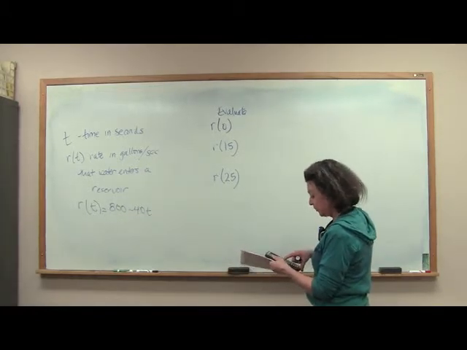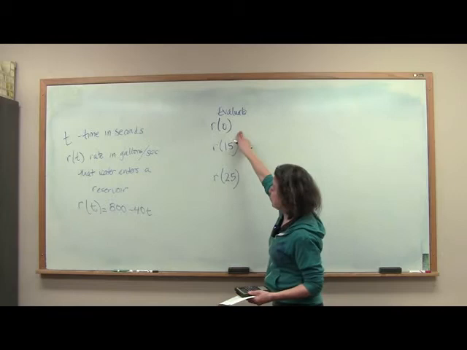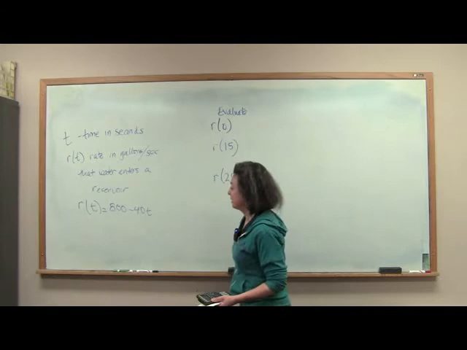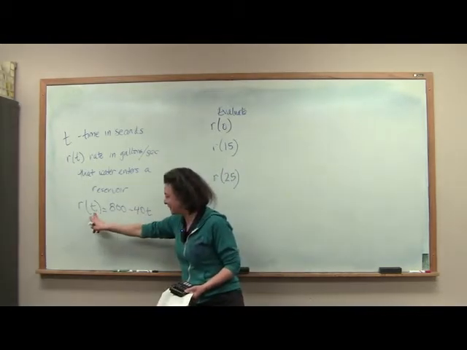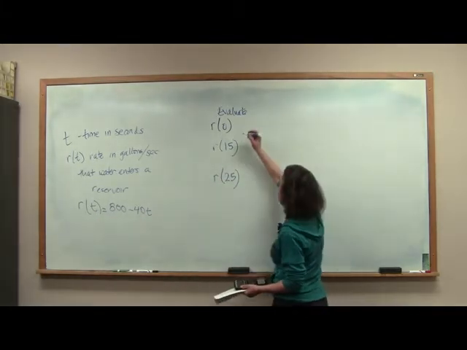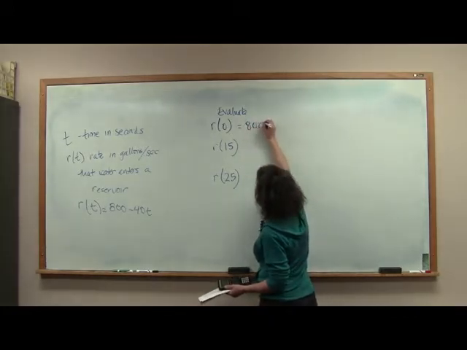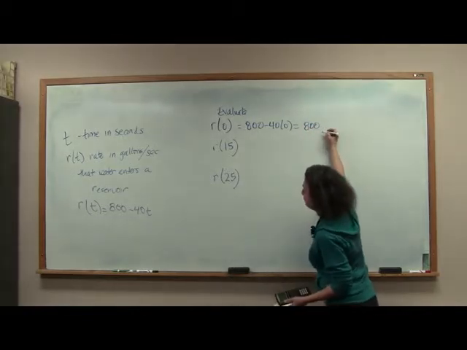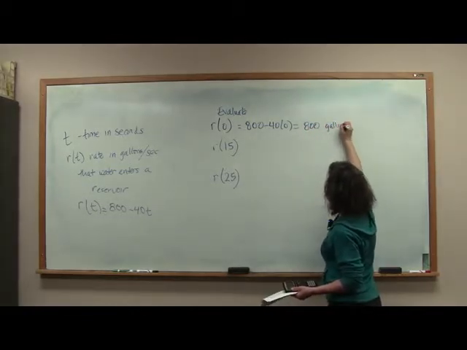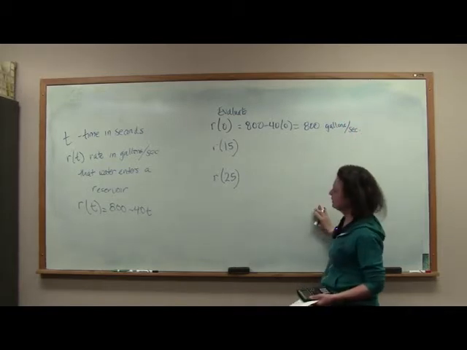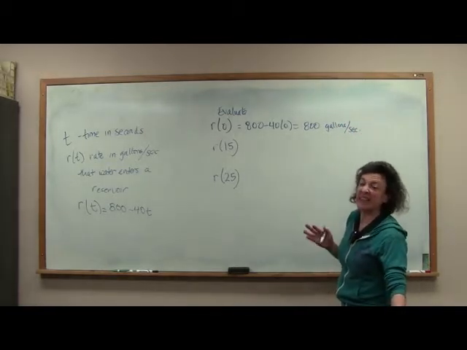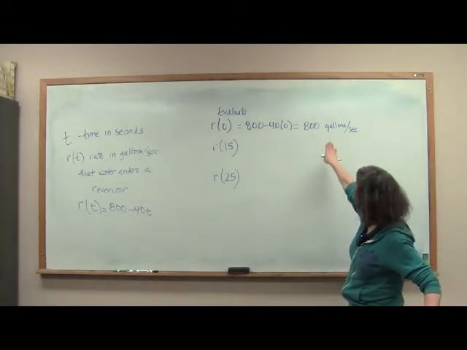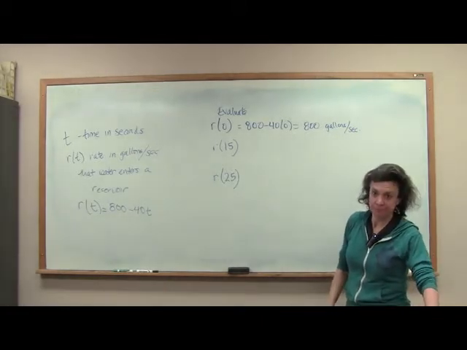Okay? So, R of 0, well, what does that mean? Everywhere we see a T in our function R, we're going to replace it with 0. So I think you will grant me that's 800 minus 40 times 0, which is simply 800. Remember, this is in gallons per second. So what this is saying is initially, water is entering the reservoir at a rate of 800 gallons per second.